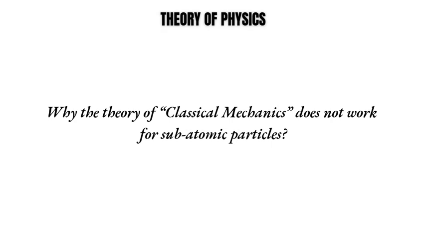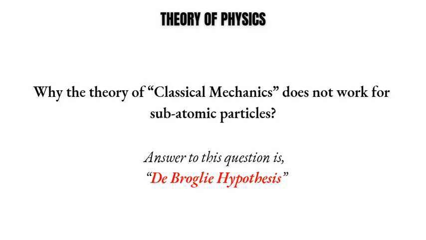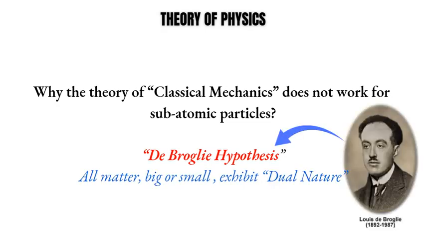Still, the question remains, why can the principles of classical mechanics not be applied to micro-level particles like electrons? Why does the physics of very small objects like subatomic particles need a different approach? To answer this question, we have to understand the de Broglie hypothesis, which states that all matter, big or small, exhibits dual nature, meaning that all matter behaves like particle and wave depending on the condition.